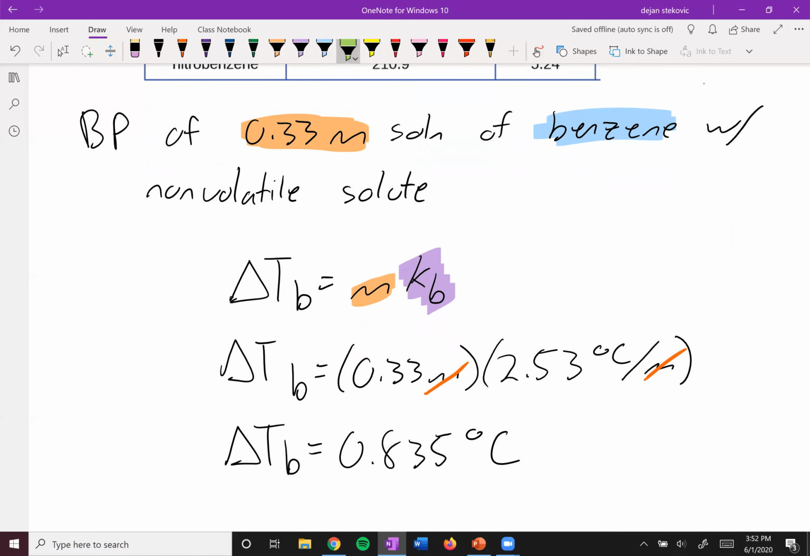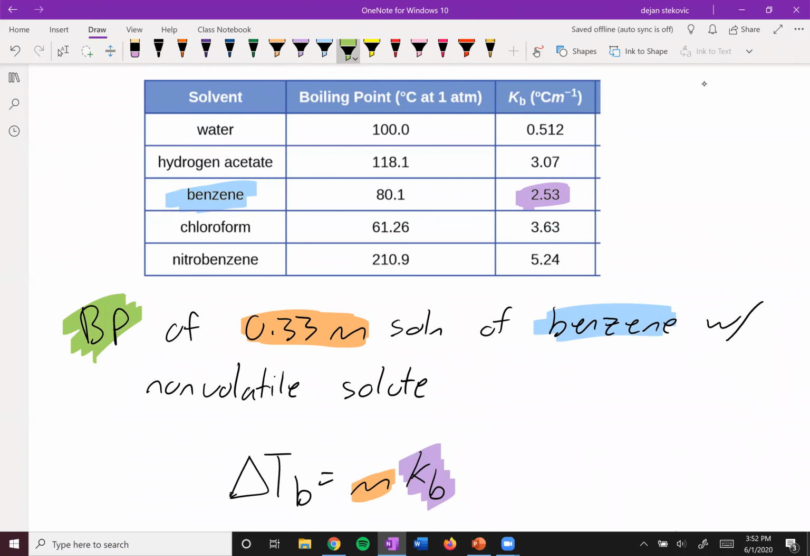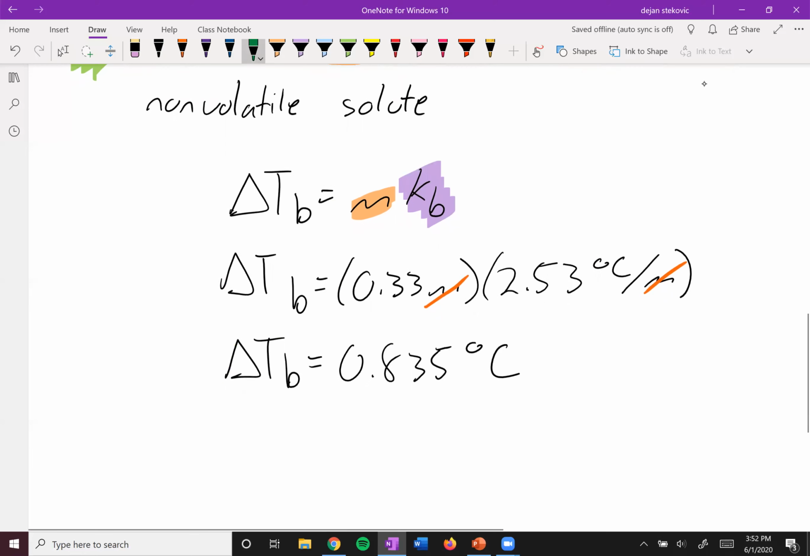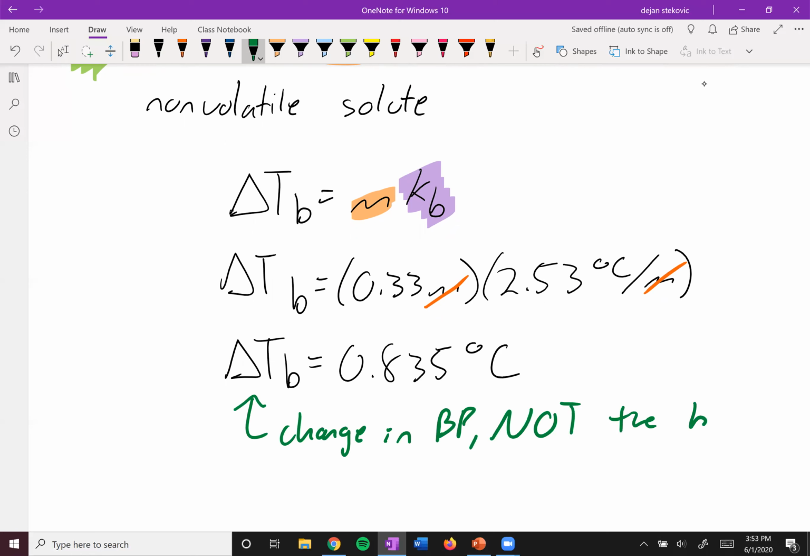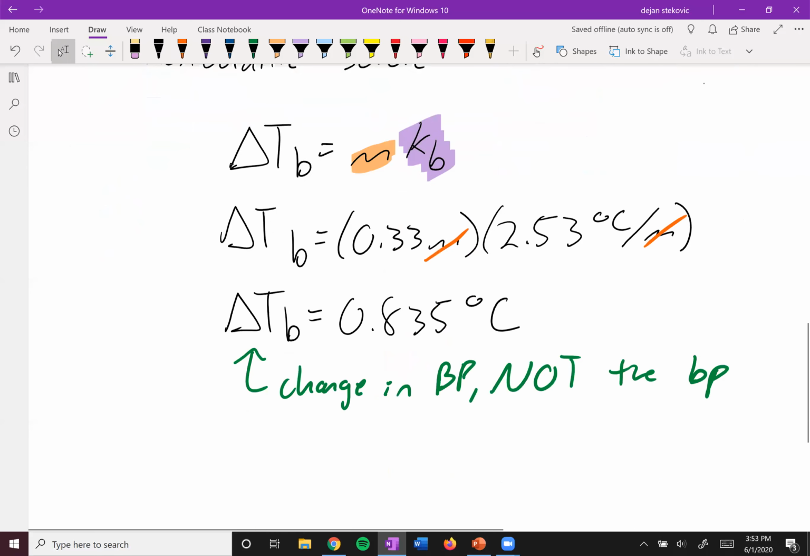And so that was all very simple and straightforward, but this is something that trips a lot of students up, and it's a little bit ticky-tacky, but it is what it is. So we're asking for the boiling point of benzene, right? And so did we calculate the boiling point here? No, we did not calculate the boiling point. We calculated the change in the boiling point, not the actual boiling point, right? It wouldn't make sense for this to boil at 0.835 degrees Celsius when the pure form of benzene boils at 80.1 degrees Celsius, right? That's a huge change and in the wrong direction, right?